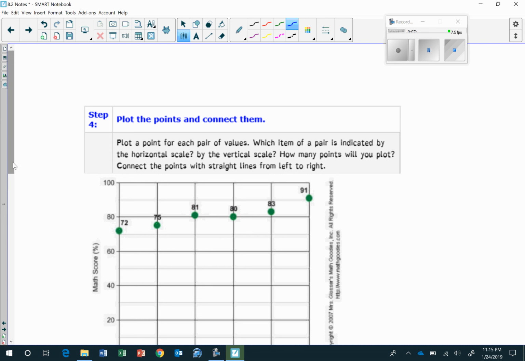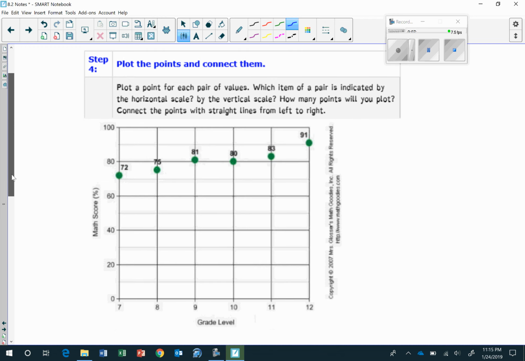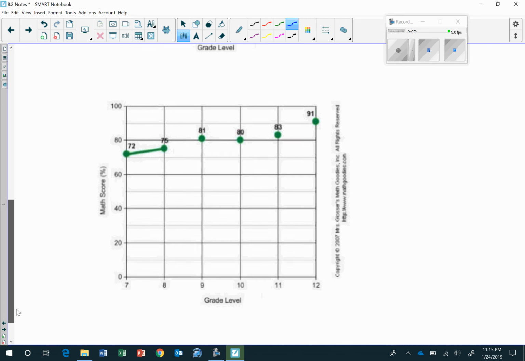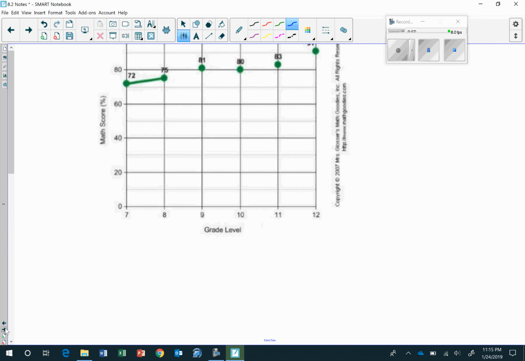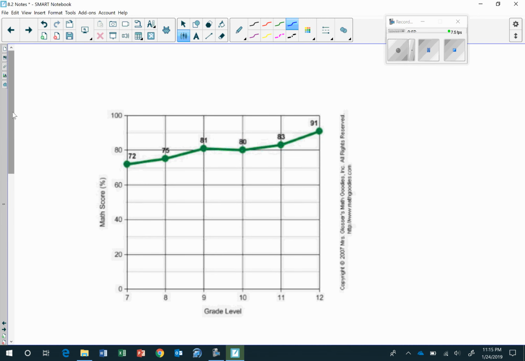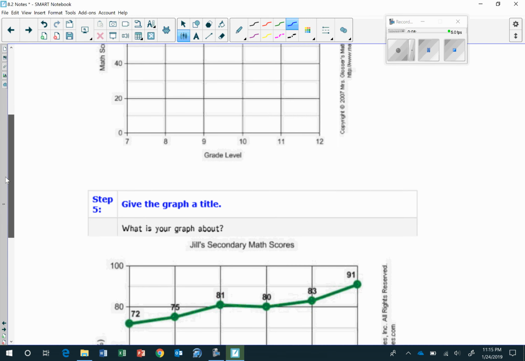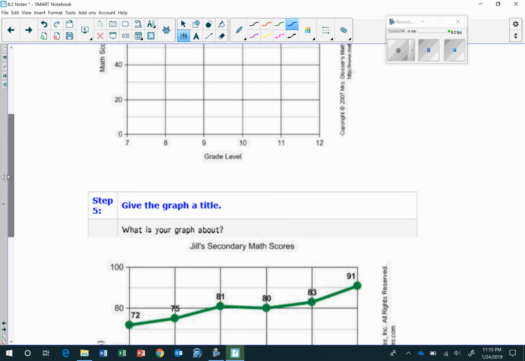So the next thing we're going to do is plot the points and connect them. So we're just going to match up the grade level with the math score that they had. And that's how we'll get our points on there. After we get all of our points on there, we can actually just connect all those points together until we've got a line graph all the way across. And the last thing is to give the graph a title. Luckily, the table name has a title as well, but we can just call it Jill's secondary math scores.